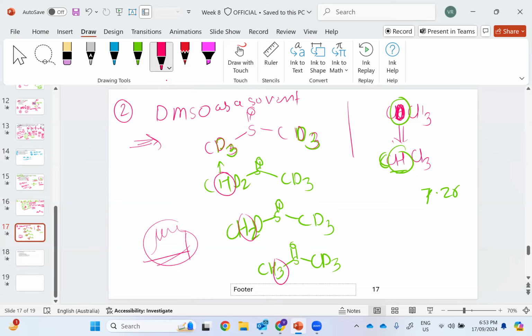So I think you should remember where the impurity peaks present in the solvent appear. Otherwise, when you are solving the NMR data, you may get into trouble if you don't know where a peak came from.